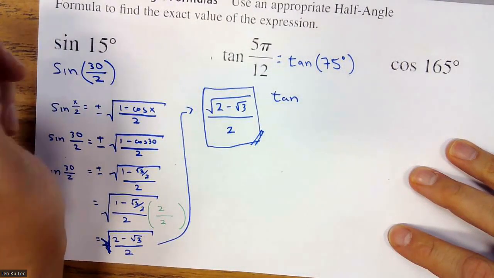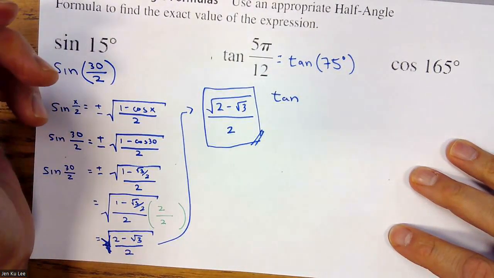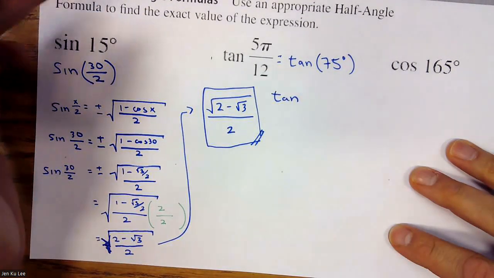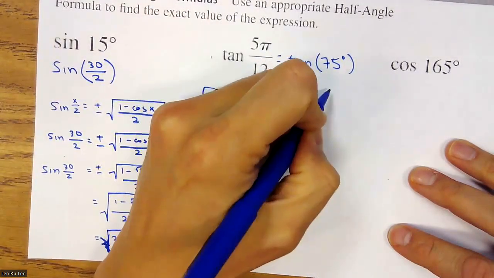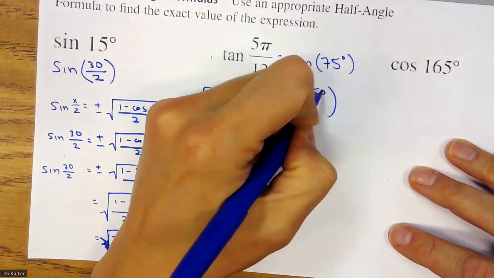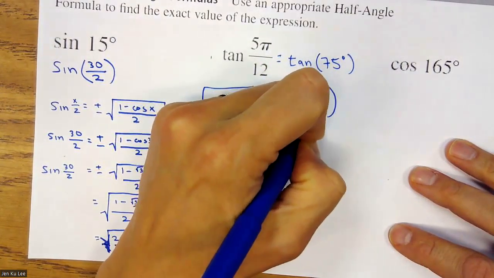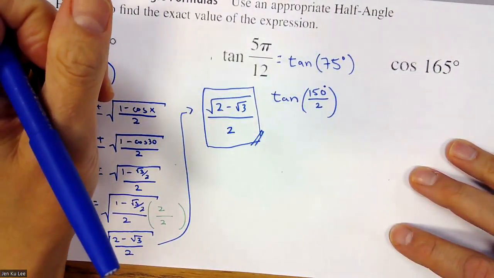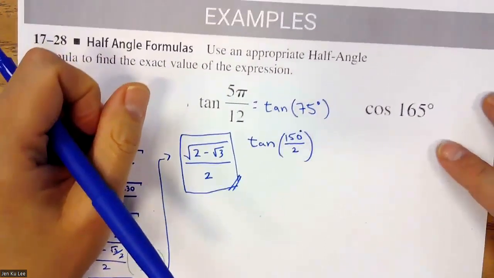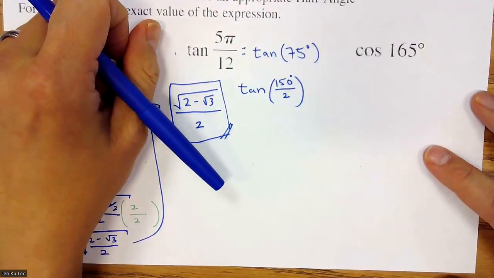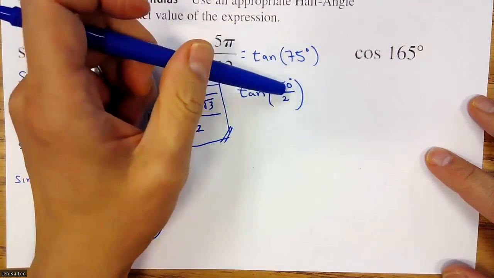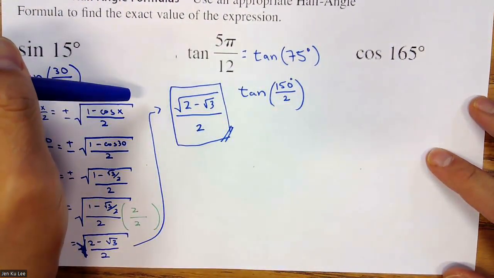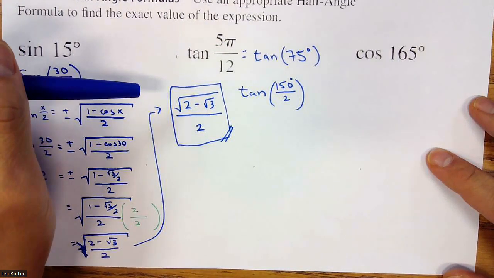Remember all the angles that we listed out two lessons ago, the ones that we do know. We know 150 degrees, divided by 2 is 75. We know the tangent of 150. We know all the trig functions of 150 because that would be a 30-degree angle in my second quadrant.